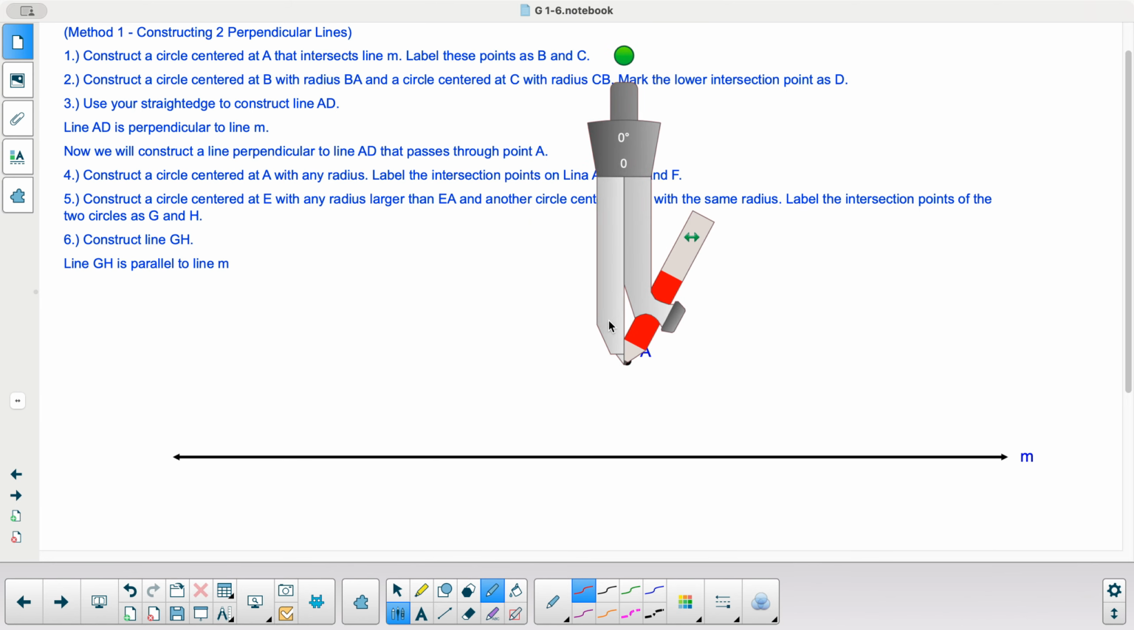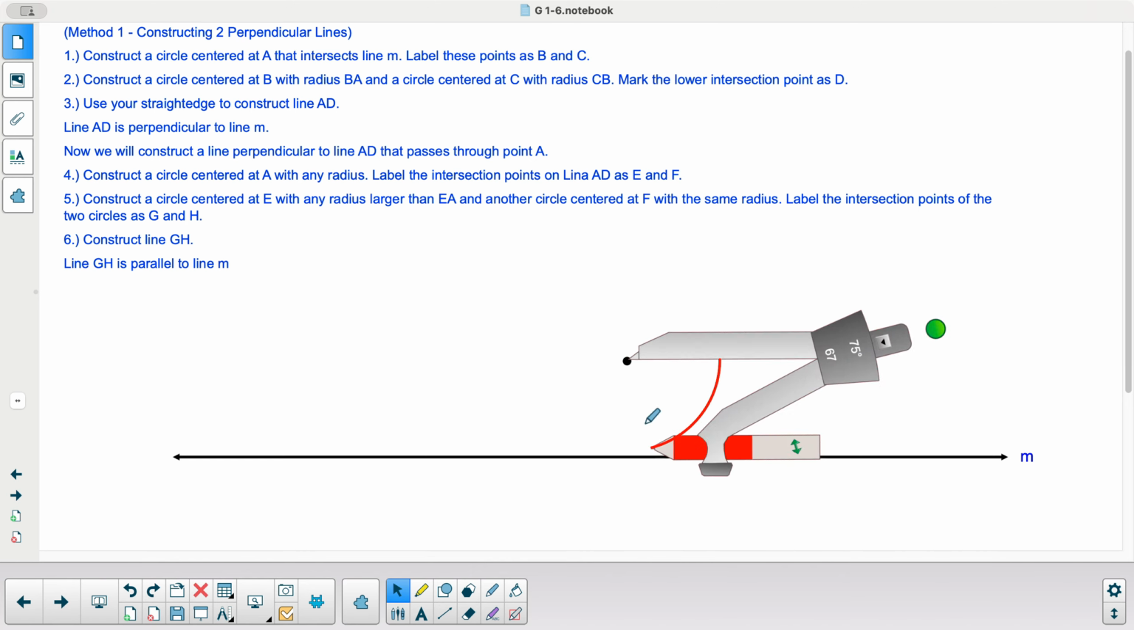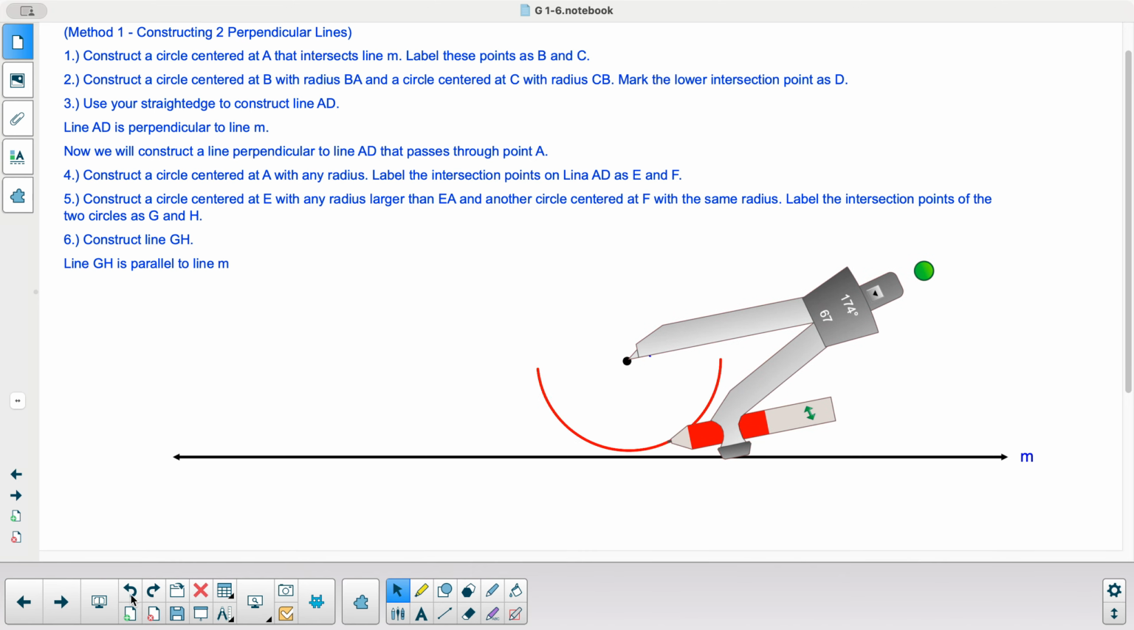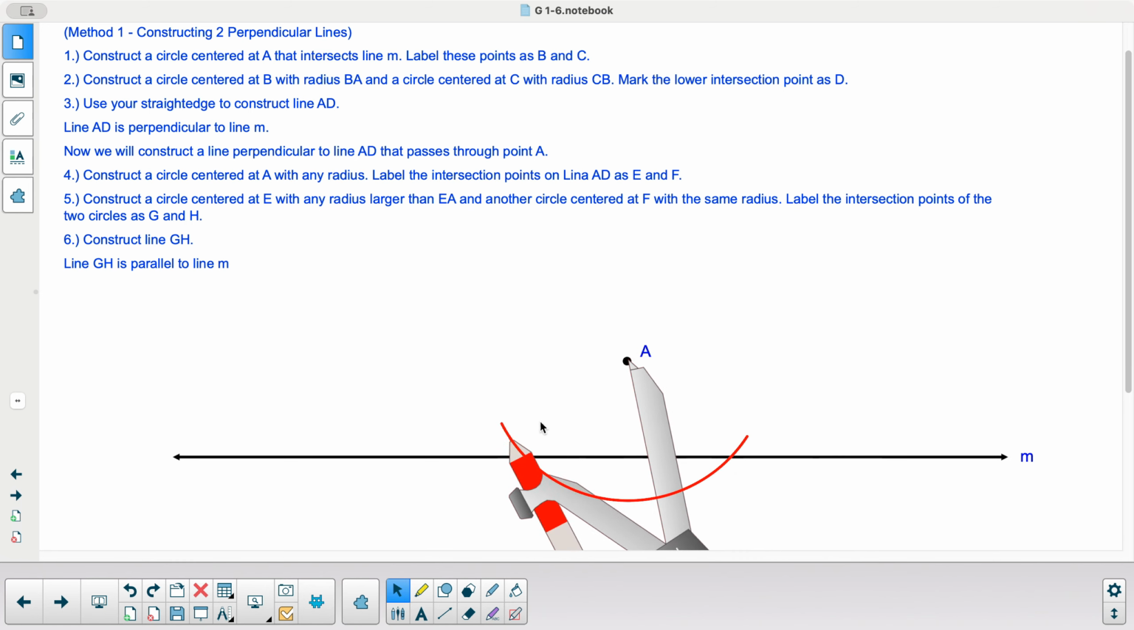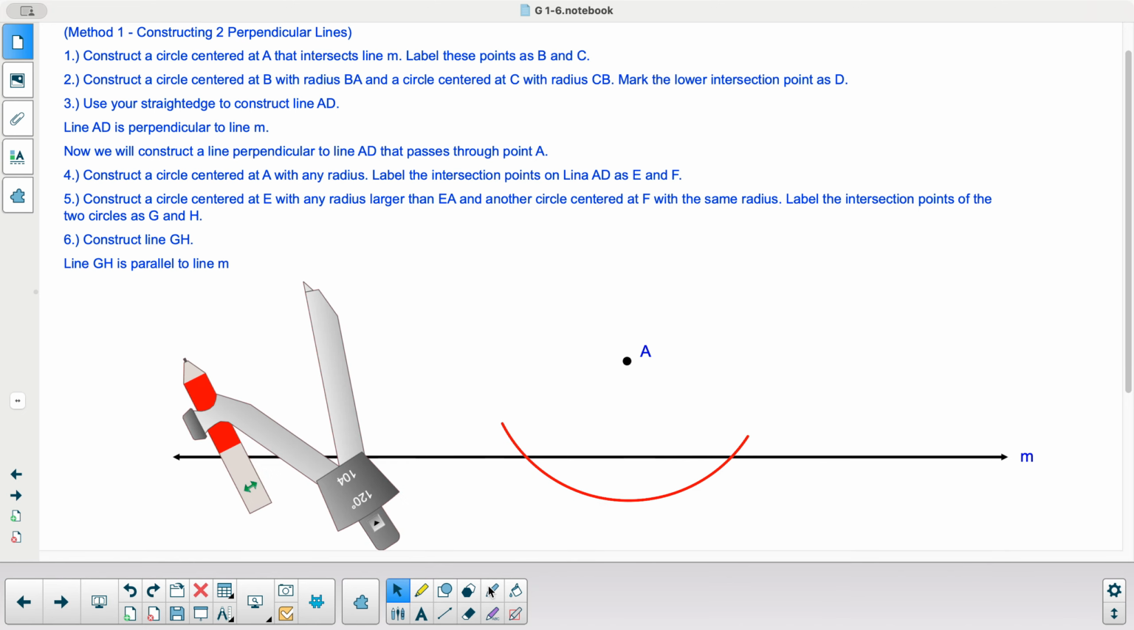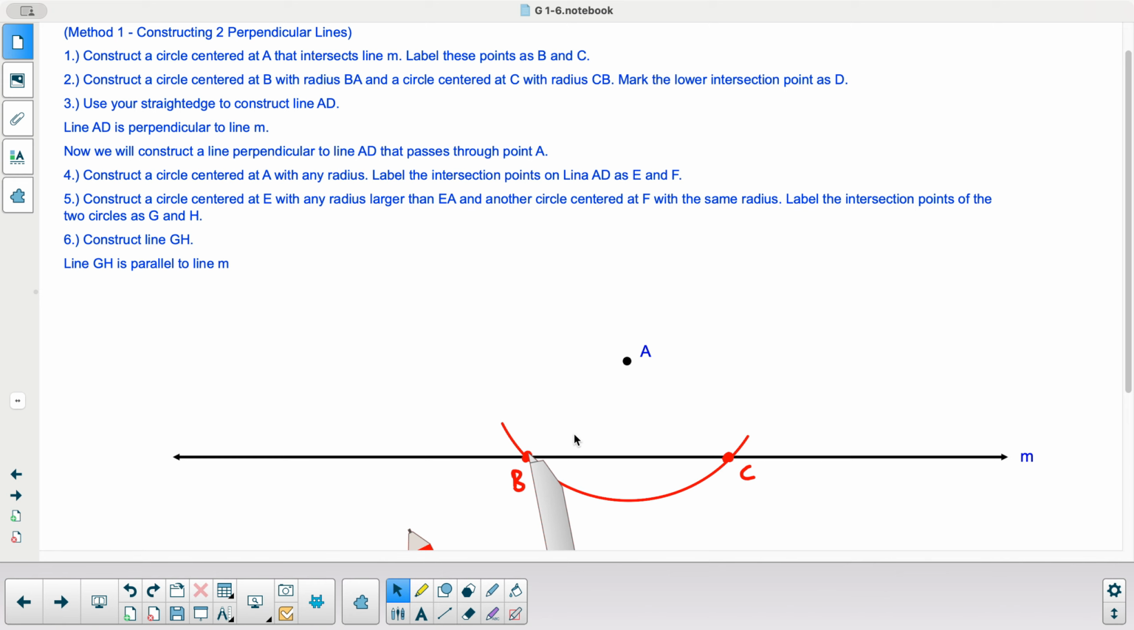So start here with A, centered at A, opening it up big enough that it will intersect the line. Okay, so don't do this, that's not big enough. You need to open it up big enough that you intersect the line. You don't need the full circle. You can just stop right there once it intersects it. So I'm going to label this B and C.